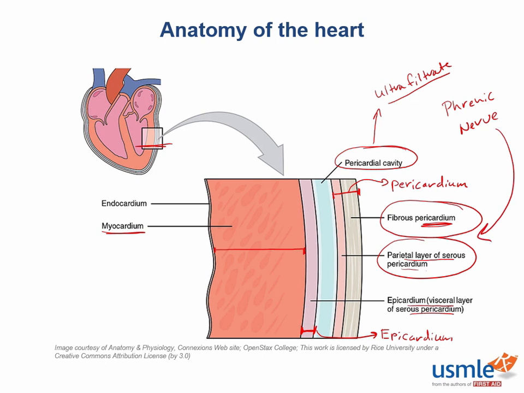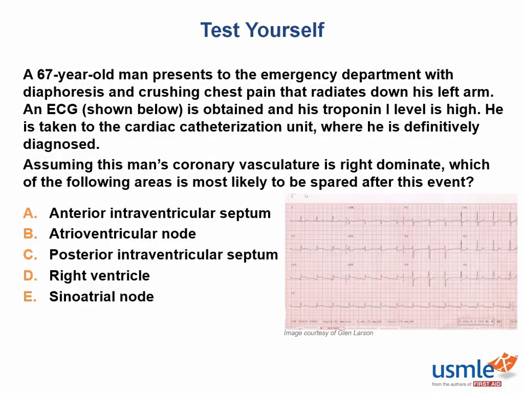Alright, now let's try our hand at a USMLE style question. A 67-year-old man presents to the emergency department with diaphoresis and crushing chest pain that radiates down his left arm. An ECG is obtained, and his troponin I level is noted to be high. He is taken to the cardiac catheterization unit where he is definitively diagnosed.